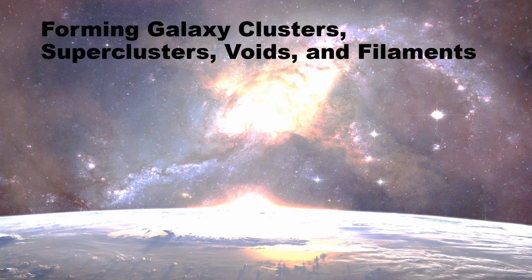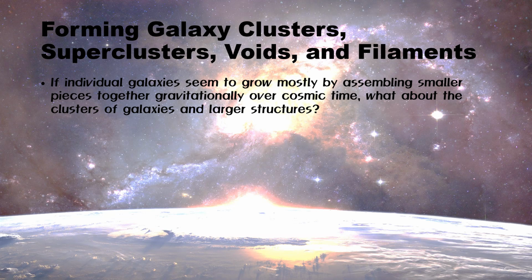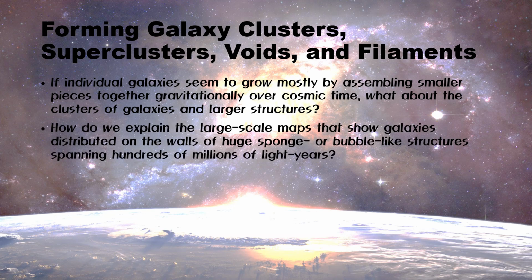So let's zoom out now and talk about the galaxy clusters, the superclusters, the voids, and the filaments. How do these form? Well, if individual galaxies seem to grow by assembling smaller pieces together gravitationally over cosmic time, what about the clusters of galaxies we see, or even some of the larger structures? How do we explain the large-scale maps that show galaxies distributed on the walls of these huge sponge or bubble-like structures, those filaments that we see spanning hundreds of millions of light years?